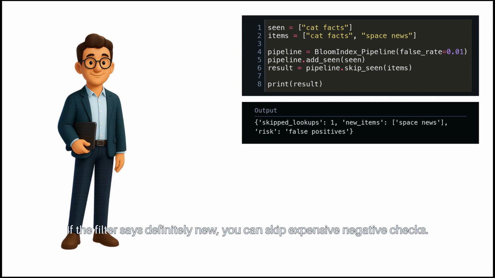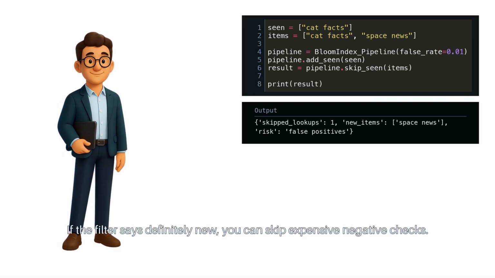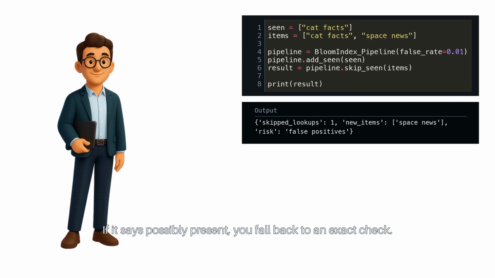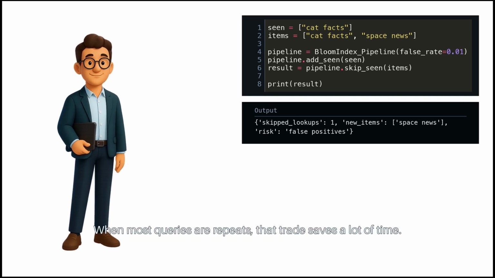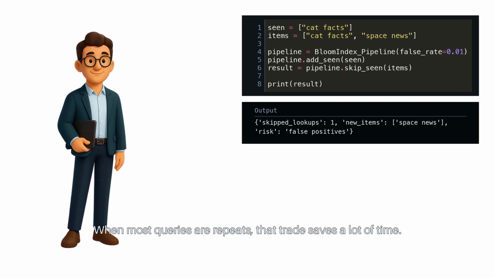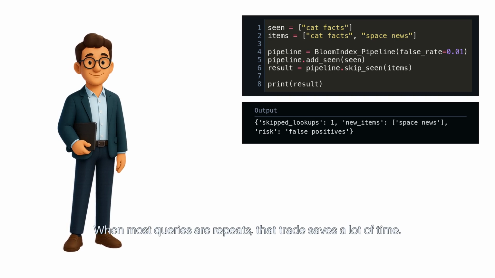If the filter says definitely new, you can skip expensive negative checks. If it says possibly present, you fall back to an exact check. When most queries are repeats, that trade saves a lot of time.